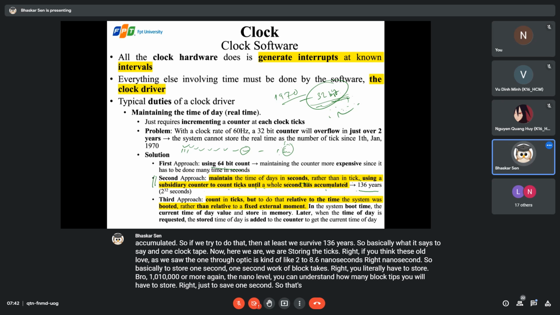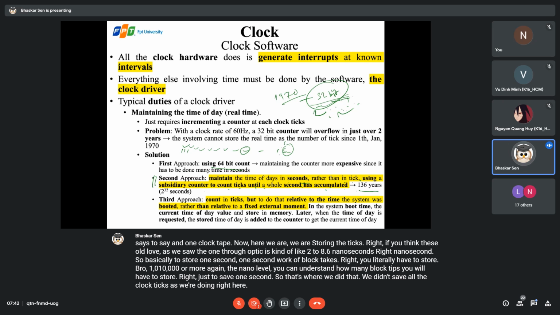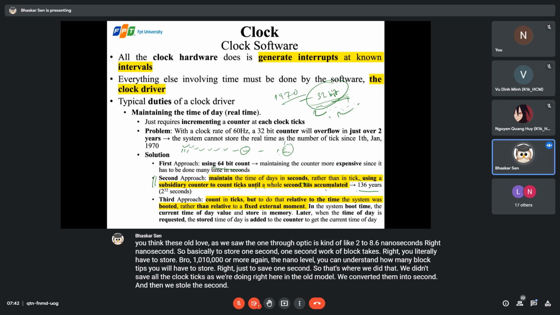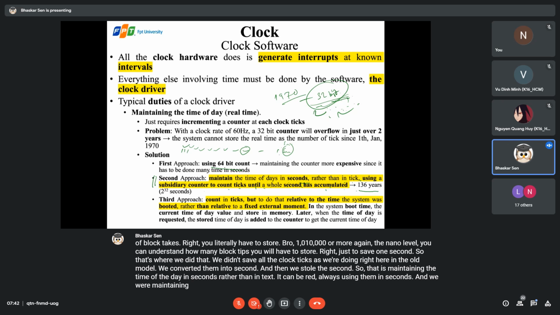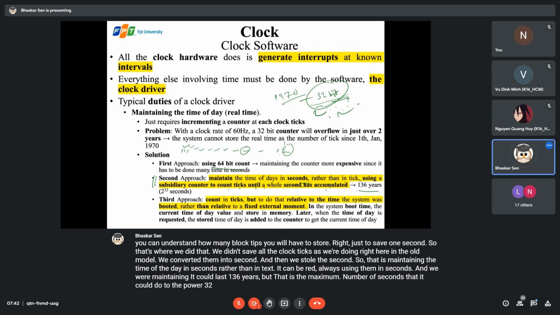So that's why we did that. We didn't save all the clock ticks as we're doing here in the old model. We converted them into seconds, and then we stored the seconds. So that is maintaining the time of day in seconds rather than in ticks. We were always using seconds. It could last 136 years, which is the maximum number of seconds it could store, 2 to the power 32 seconds. But after that, there will be problems.